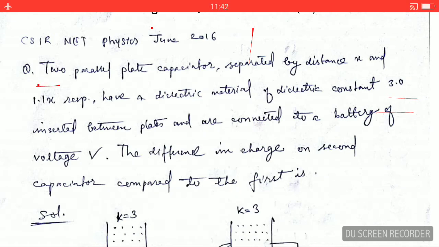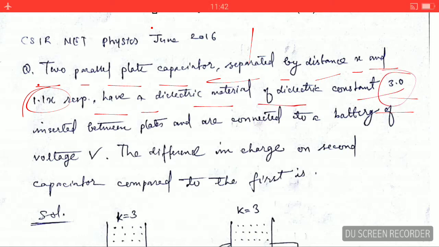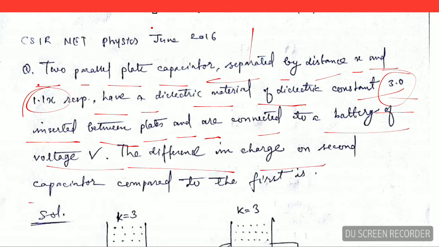The two parallel plate capacitors separated by distance x and distance 1.1x respectively have a dielectric material of dielectric constant 3.0 inserted between the plates and are connected to a battery of voltage V. The difference in charge on the second capacitor compared to the first is. So let me explain.